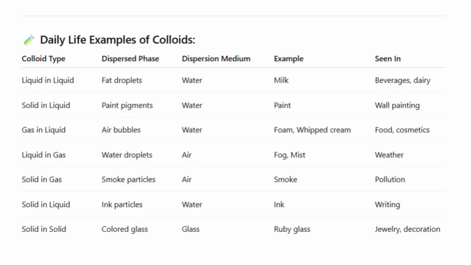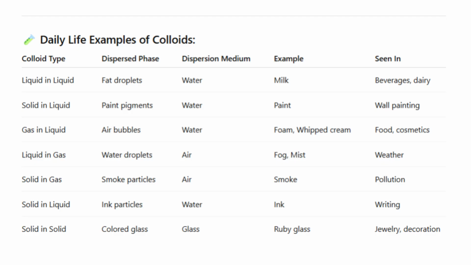Colloids are special mixtures where tiny particles remain uniformly dispersed without settling. They look homogeneous, but they are actually heterogeneous under the microscope. Let's explore some daily life examples of colloids based on the type of dispersed and dispersion phases. Liquid in liquid. Dispersed phase: fat droplets. Dispersion medium: water. Example: milk. Found in dairy products and beverages.